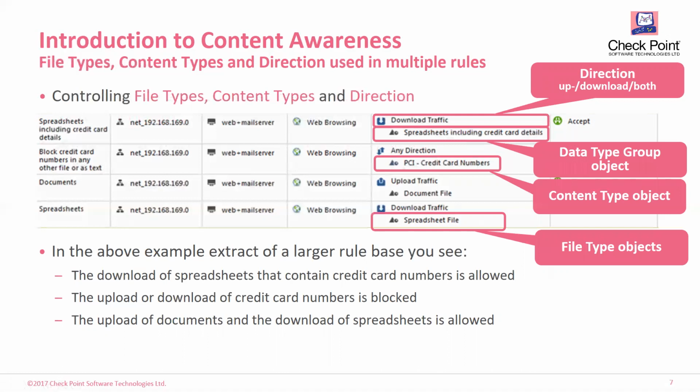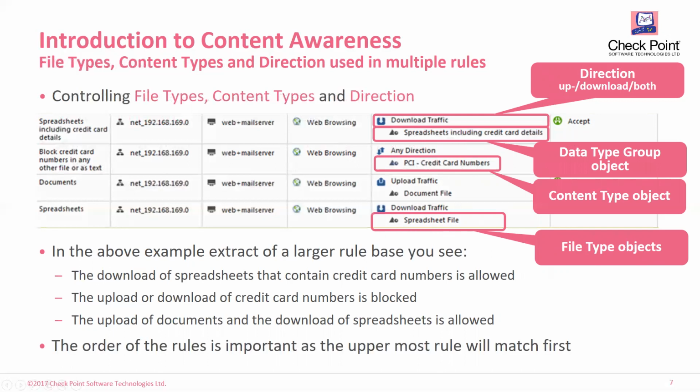And then there's a content type object, which is PCI credit card numbers, and then file type objects, things like spreadsheet files. And the order of the rules, of course, is important because this is a top-down approach. So you want to be more specific at the top, whether you're doing allows or denies, and then least specific below that. So you want to go more specific from top down, because as soon as the packet gets a hit, it's going to execute on that rule, and it's not going to go to the next rule if it already hit that rule.